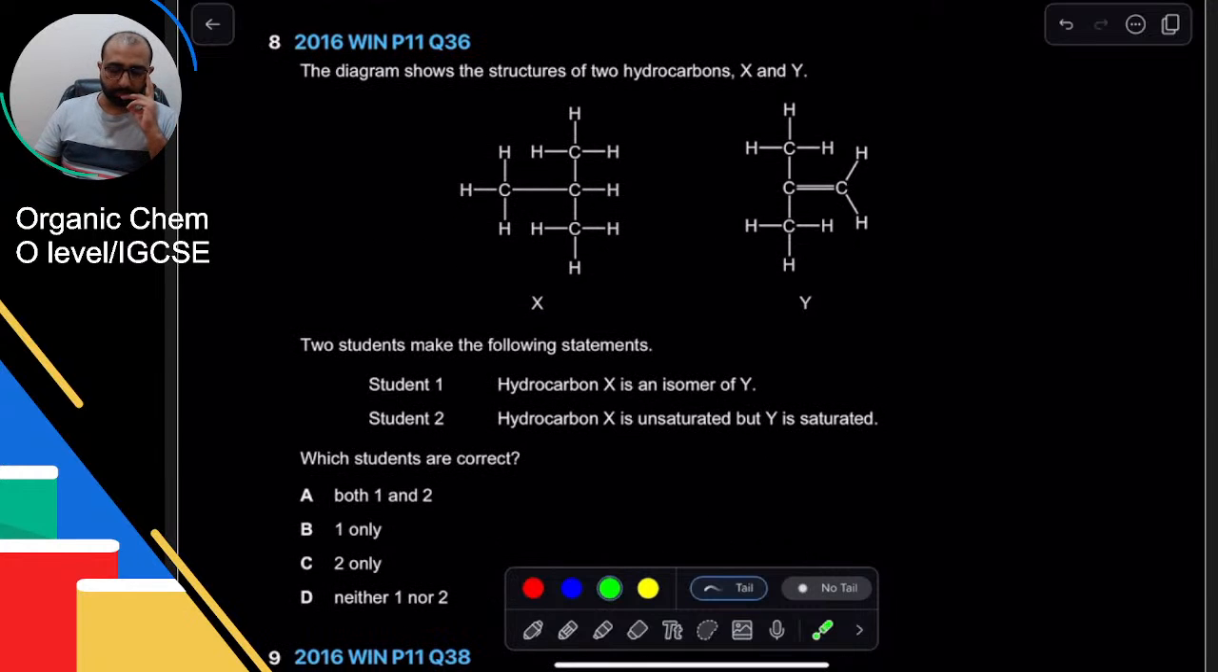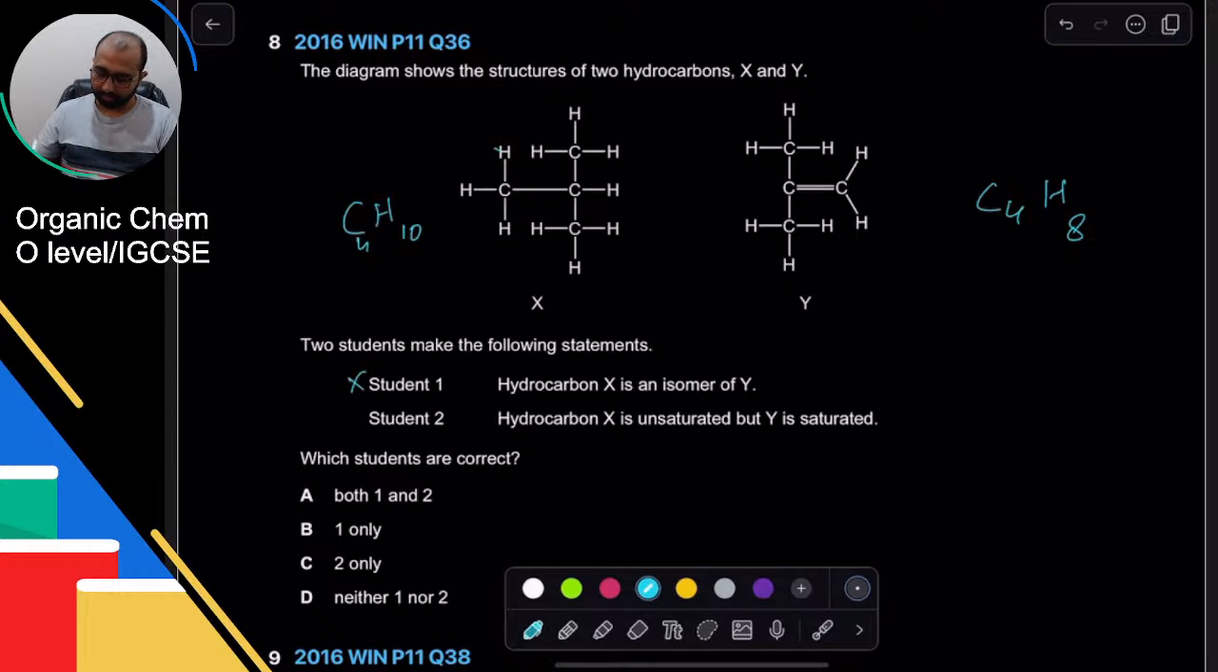Alright, the diagram shows the structure of two hydrocarbons. The student makes the following statement: Hydrocarbon X is an isomer of Y. Let's see. Do they have the same number of carbons, the same molecular formula? C4H, 1, 2, 3, 4, 5, 6, 7, 8, 9, 10. C4H, this is 6 plus 2, 8. So they're not isomers.